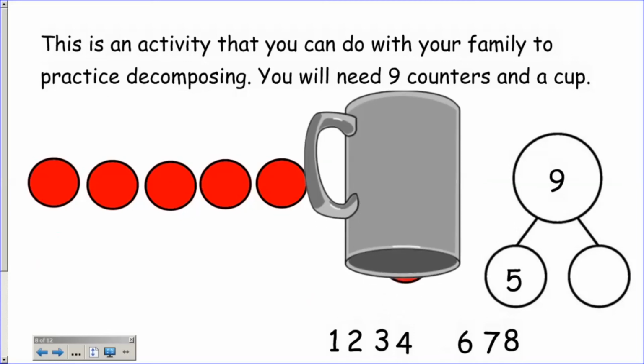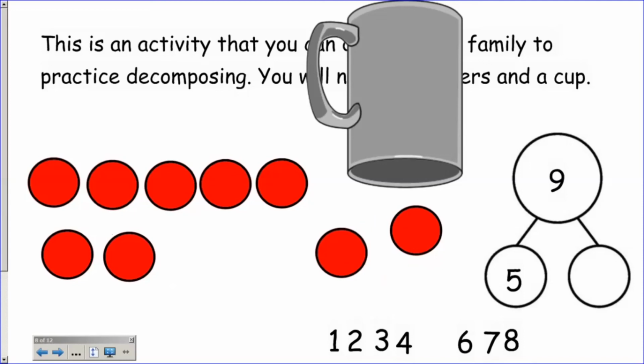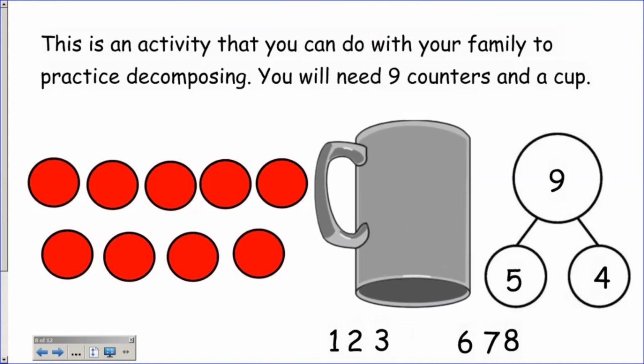Let me see. If you said 1, 2, 3, 4, you are right. There were 9 counters. There you could see 5 counters, or there are 5 counters left, and I hid 4 counters. Very good. Give this activity a try. It's a lot of fun.